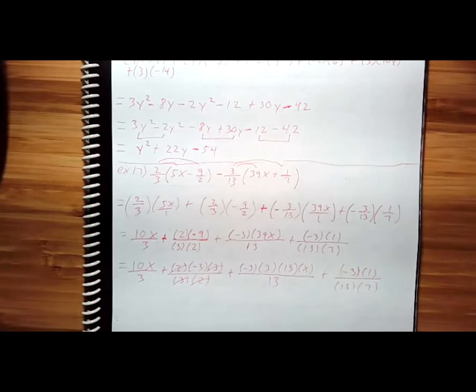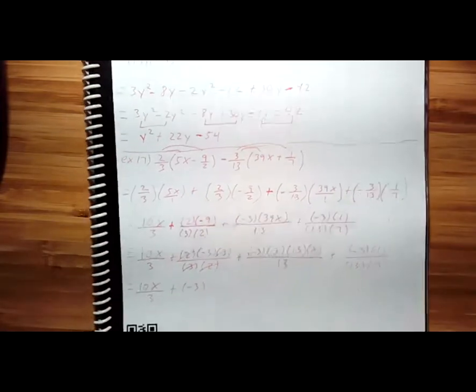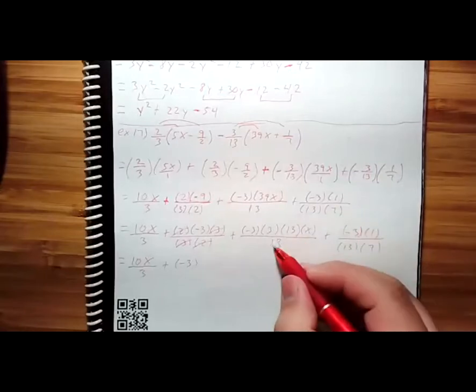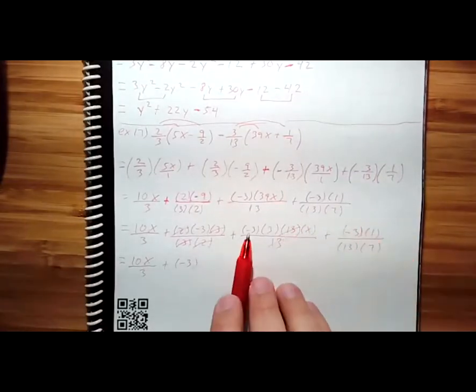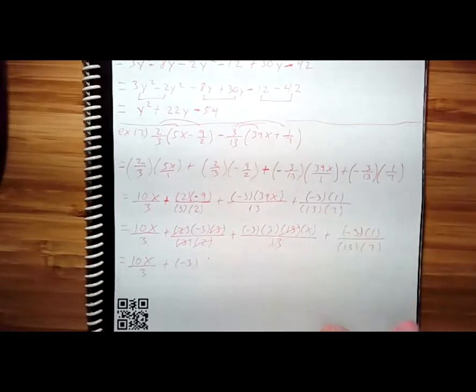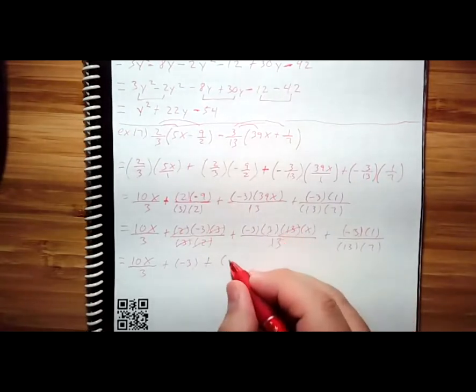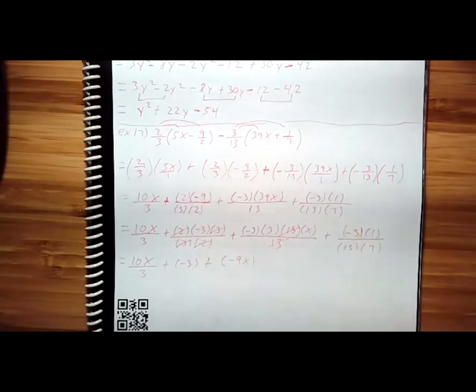Okay. So now I have 10x over 3. That one didn't change. Plus a -3. Or you could do -3, right? Same thing. Over here, these guys canceled, leaving me with -3 times 3 times x, which is -9x. None of this canceled. This is just how it is.